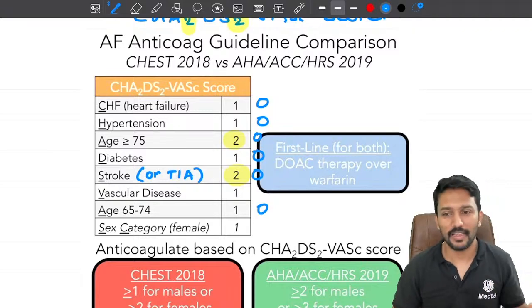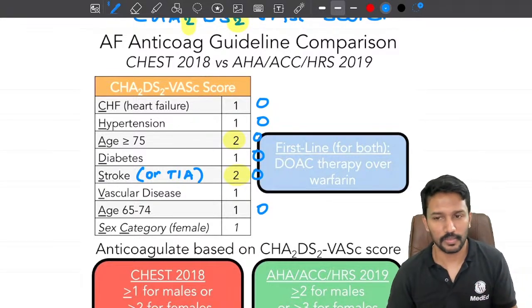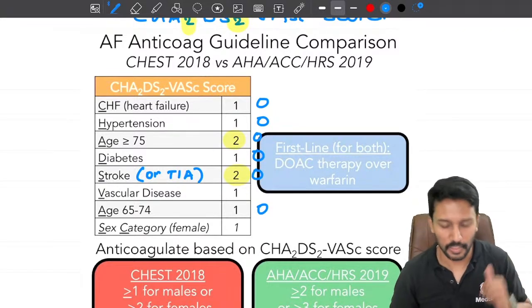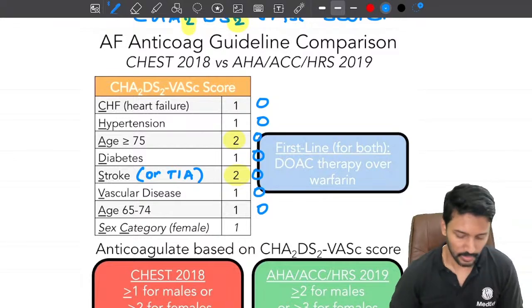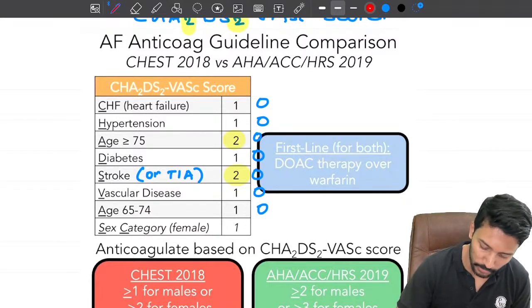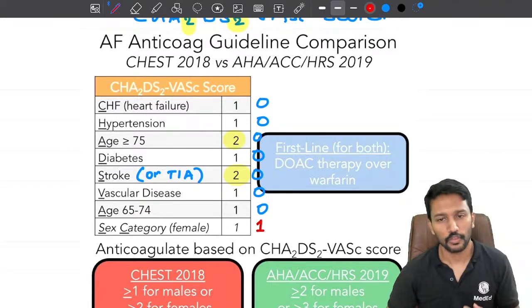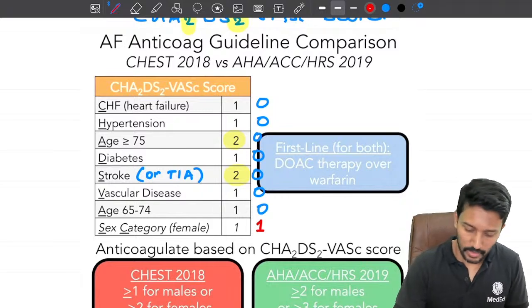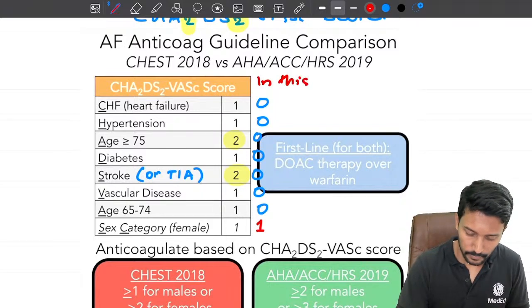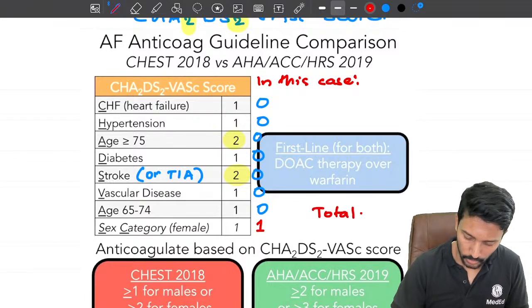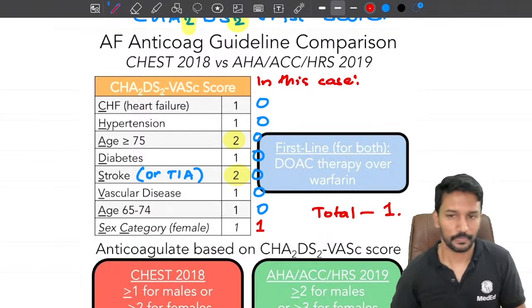They have not mentioned anything specific about the vascular disease in the question. If it is not mentioned, it means it is not there, 0 point. So patient will get only 1 point for being female, right? So what is this total score here? So in this case, the total score is 1 point. Total score is 1. Okay.